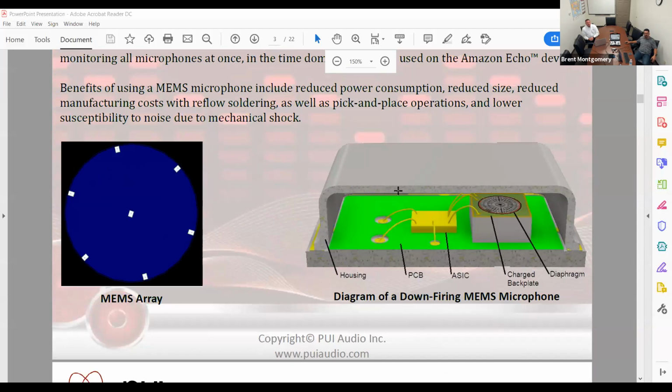This is a diagram of how a down-firing or bottom-firing MEMS microphone is built. So you have a charge back plate, you have a diaphragm, just like an ECM. Sound comes in through the bottom here. It modulates this diaphragm. That modulation turns into a capacitive signal that goes to an ASIC. And then the ASIC turns it into a usable signal, and it's sent on to a codec or a preamplifier for either decoding or for use in another setting.